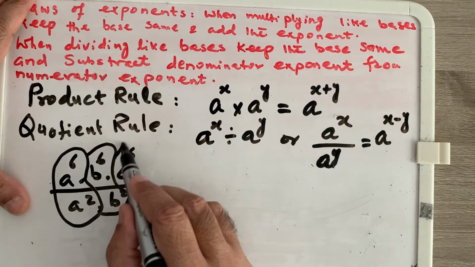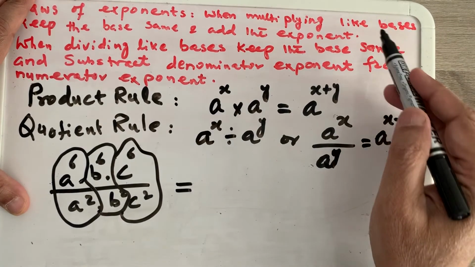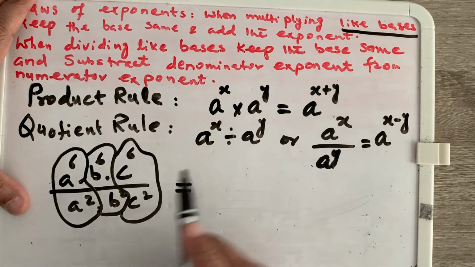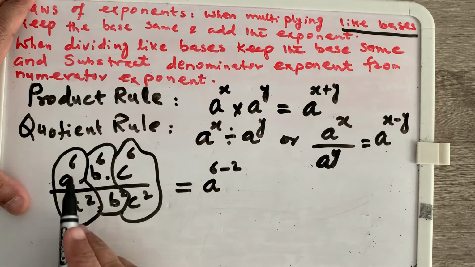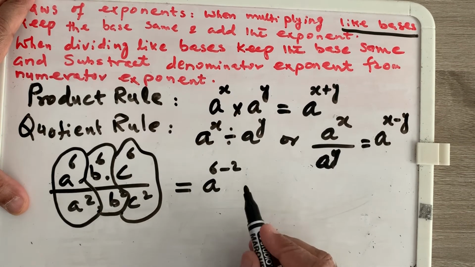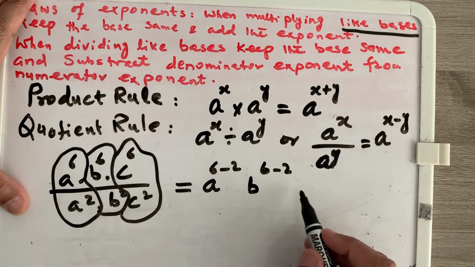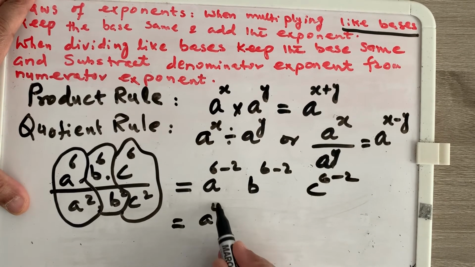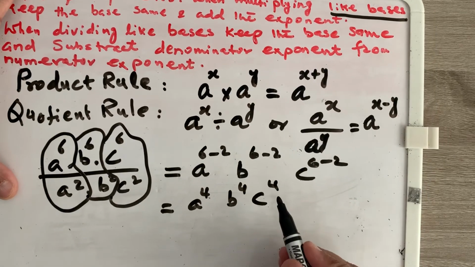But I can apply the rule here with respect to a power because something is similar, common base here. First thing first, you have to see the like bases, right? So quotient rule is applying here for a, 6 minus 2, because 6 power is in the numerator and you have to subtract the denominator power from the numerator power. B, 6 minus 2 again. C, 6 minus 2 again. So your answer will be a power 4, b power 4, c power 4. So this will be your answer.